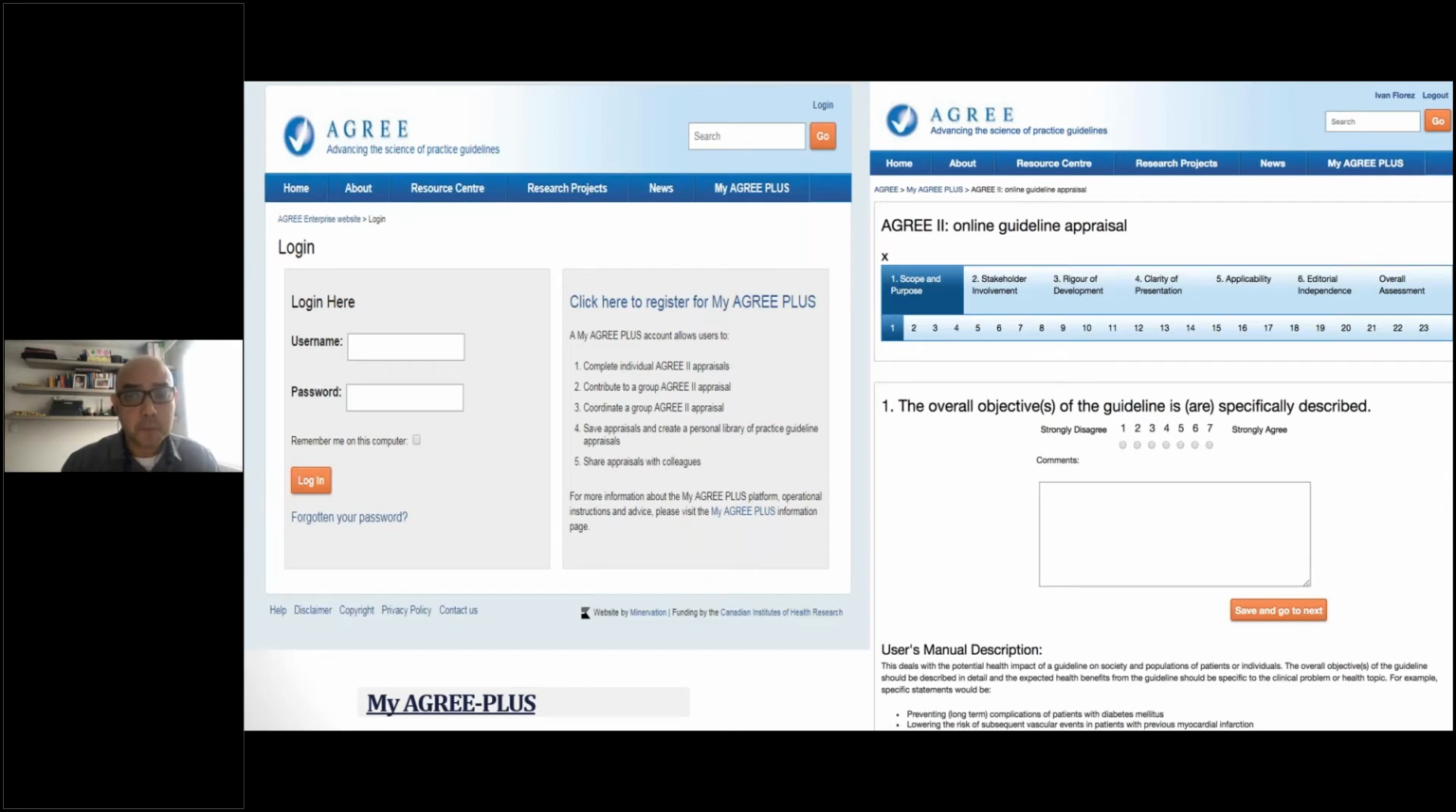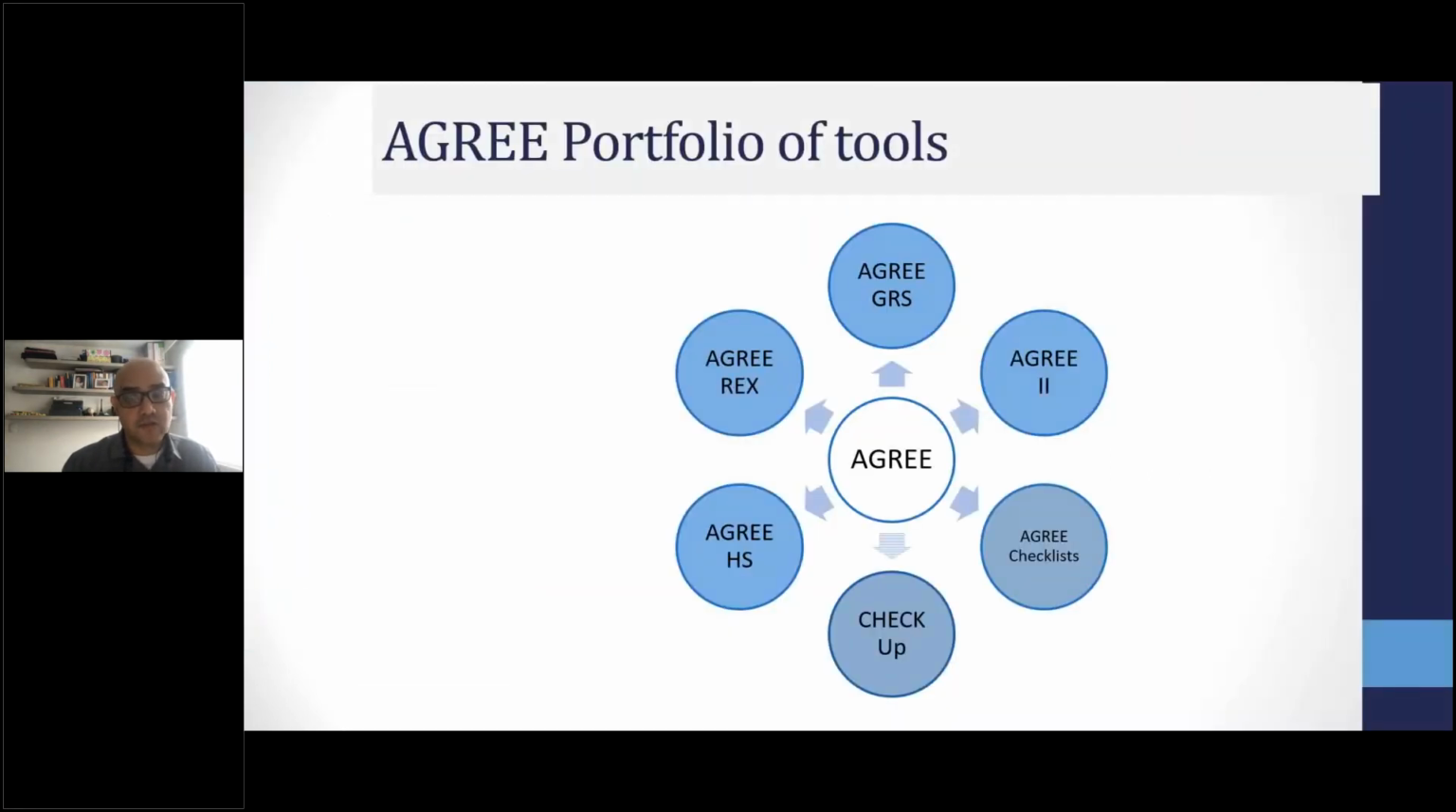Next, please. So I invite you to go to AGREE Plus. This is the most important tool, and it is what most of the people in the guidelines world use, but there are a couple of additional tools I wanted to briefly mention. Next, please. And AGREE-REX is the most important one, which we just launched last year. I'm going to provide some insights on it.